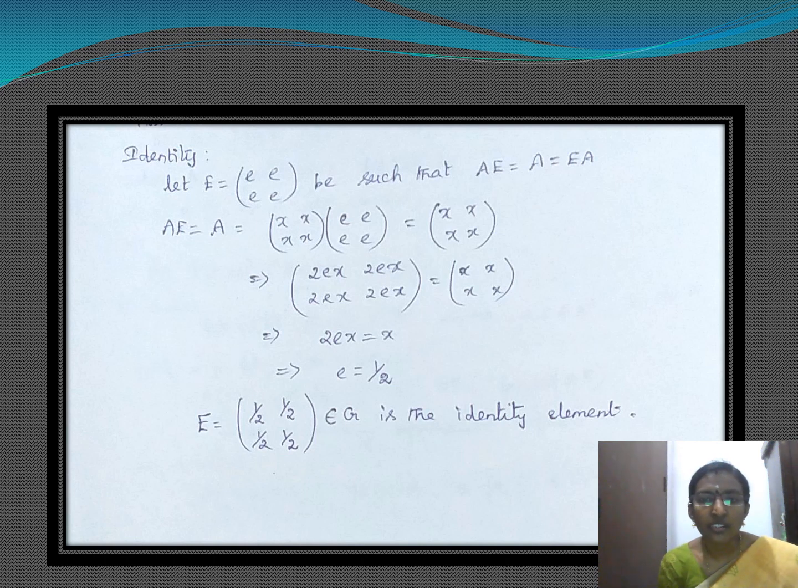Next comes identity. Here we have to select the identity matrix, which we name capital E, equal to the matrix [e e; e e]. We are going to prove AE equals A. Then AE equal to A gives the matrix [x x; x x] times the matrix [e e; e e] equal to the matrix [x x; x x]. On simplification, we get 2ex equal to x. Therefore, e is equal to 1/2. Therefore, the matrix E equal to [1/2 1/2; 1/2 1/2] belonging to G is the identity element.